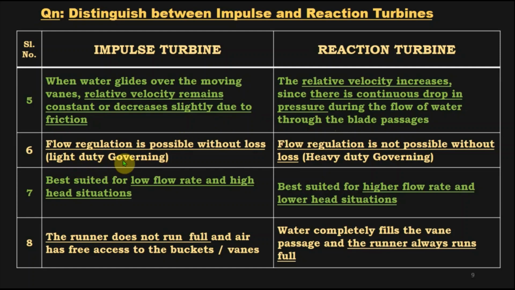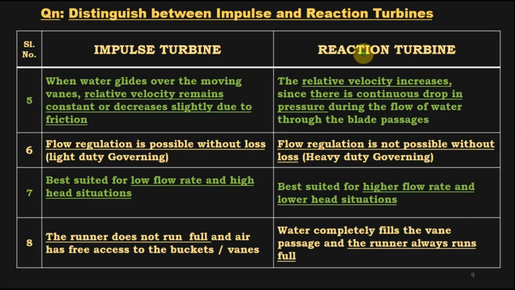Then the flow regulation is possible without energy loss, or only a light duty governing is required in the case of an impulse turbine. We know that in a Pelton turbine, an oil pressure governing system is employed. That is a light duty governing system. There is not much energy loss in the flow regulation process in an impulse turbine.